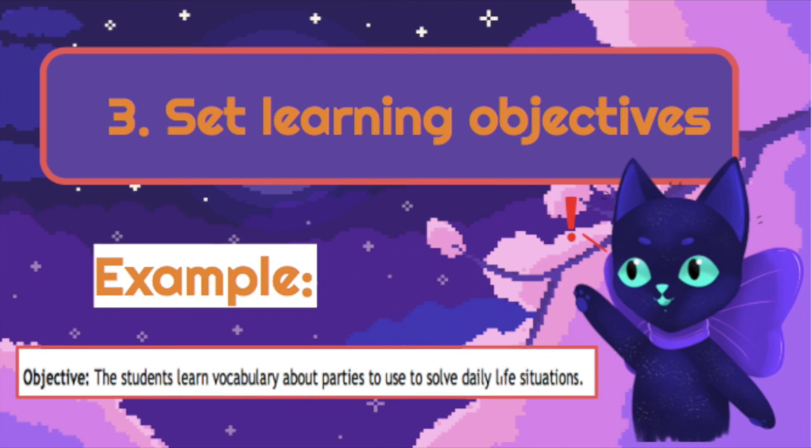Set learning objectives. But what is a learning objective? Well, it is a statement that provides a detailed description of what students will be able to do upon completing the class. You, as a teacher, should follow the ABCD rule: audience, behavior, context, and direct object.